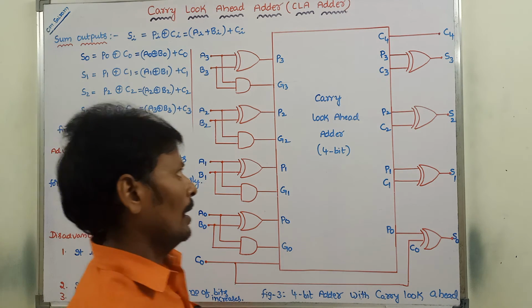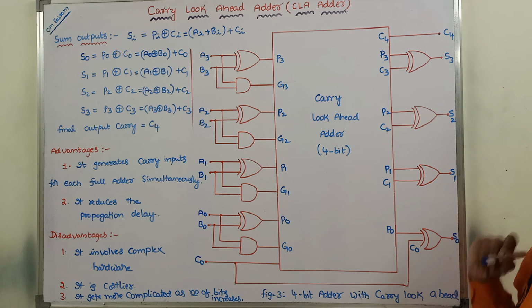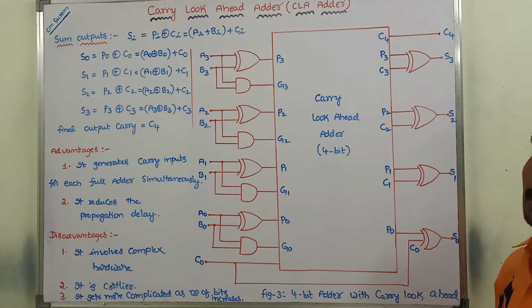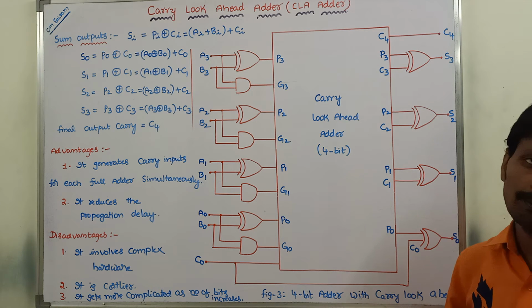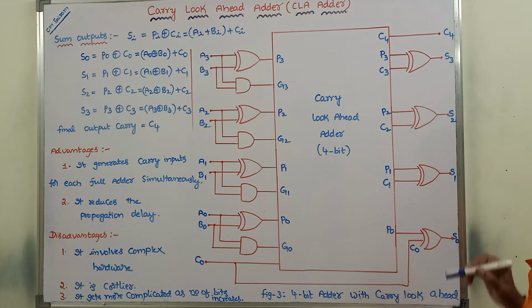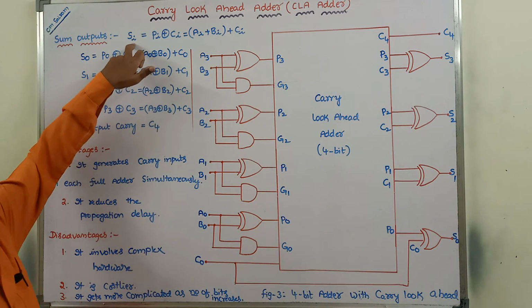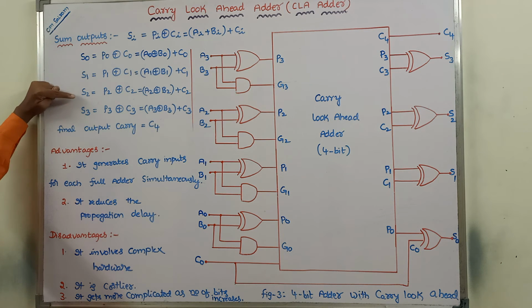Next output is S2. How to find out S2? The P2 and C2 outputs can be sent. P2 and C2 inputs are applied to a two-input exclusive OR gate. Then we are getting the output S2. To get the output S2, substitute i value equal to 2.